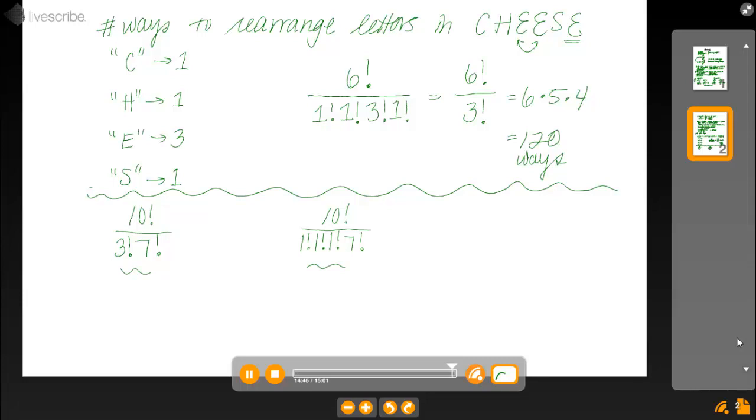So most counting problems can be solved using one or more of these concepts: the counting principle, the labeling principle, permutations, combinations, maybe mixing them together in some way. But counting can be fun. Good luck.